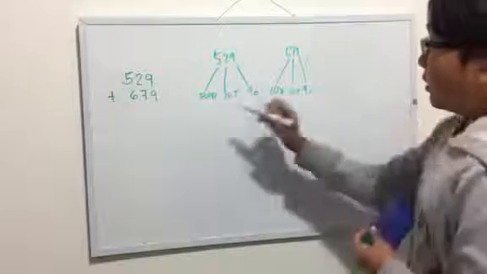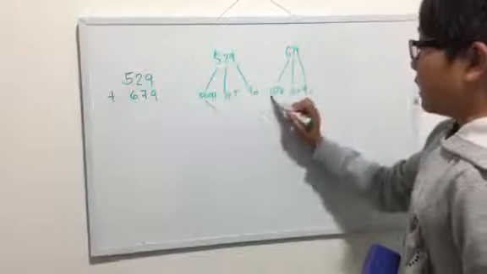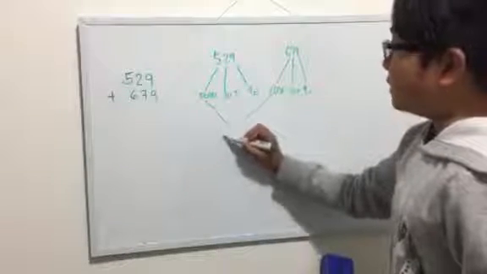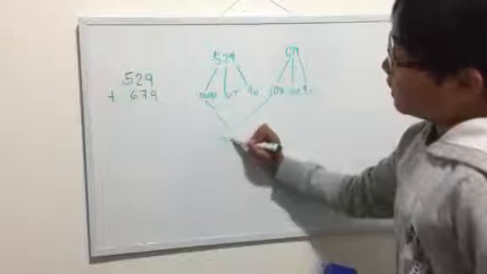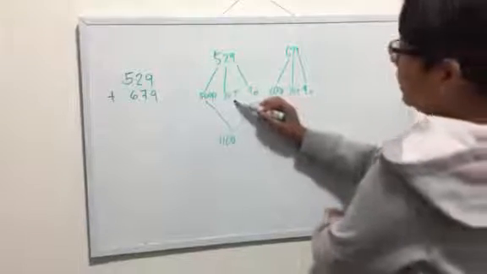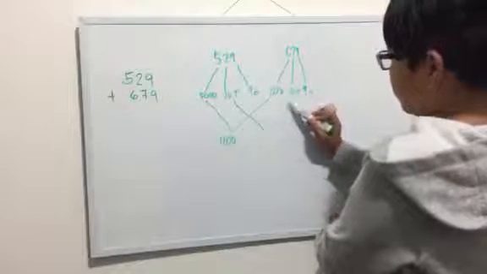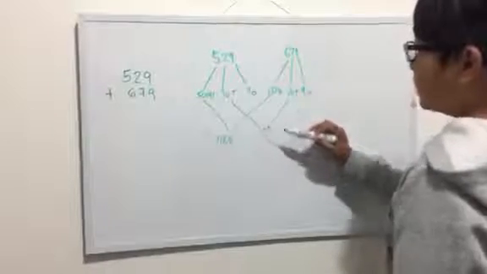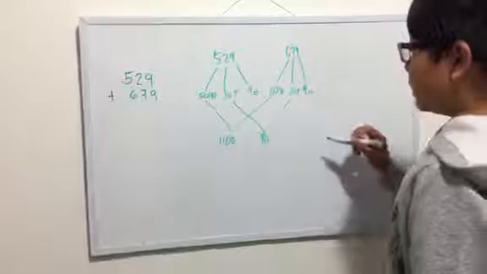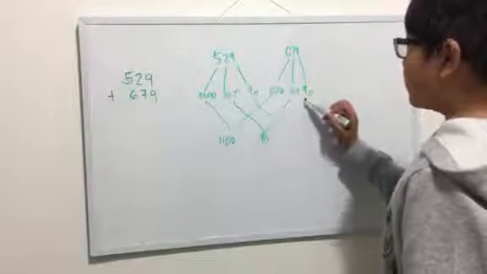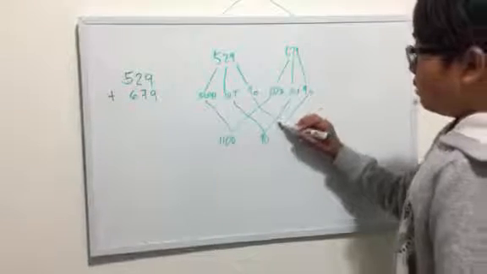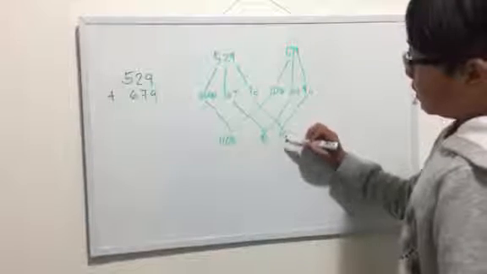So we're going to do the hundreds. We're going to add them up. And that makes 1,100. And then for the tenths, we are going to add 20 plus 70, which makes 90. And then for the nines, we are going to do 9 plus 9, which makes 18.